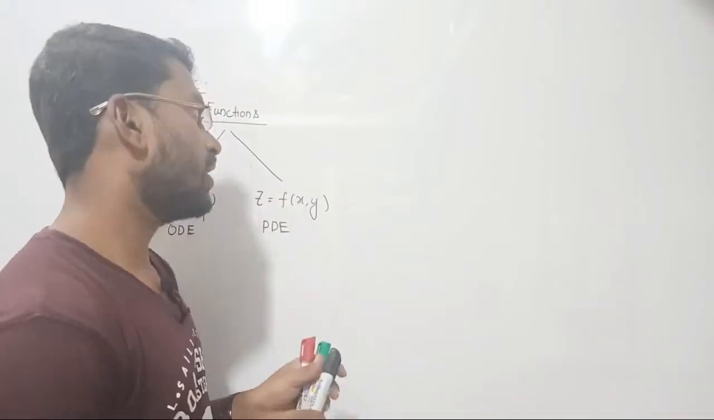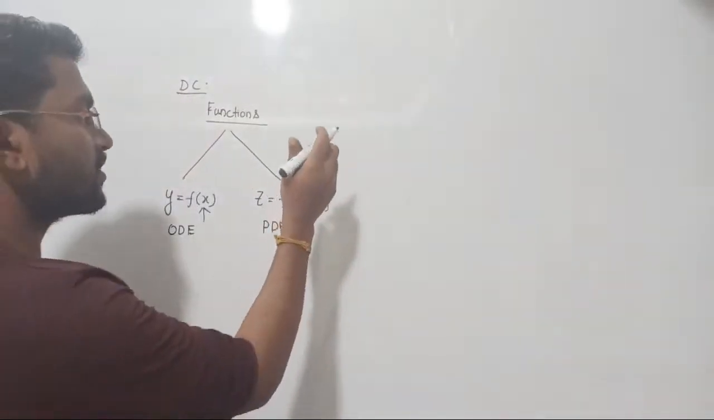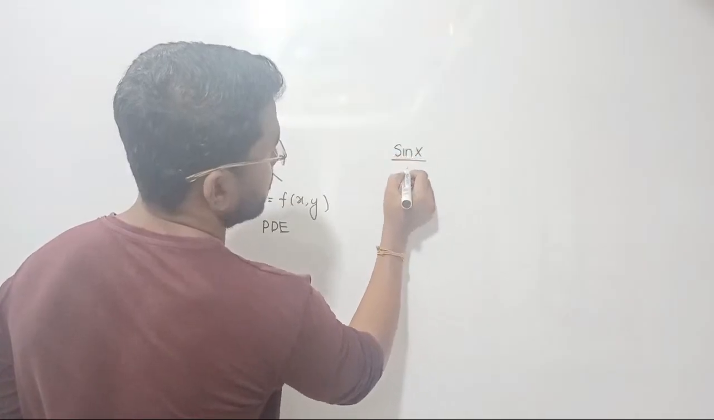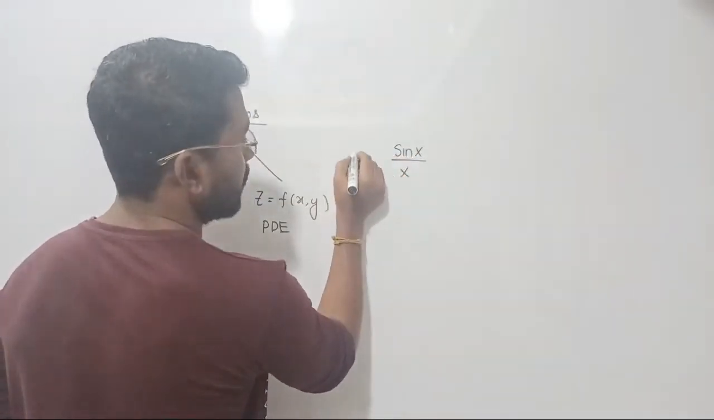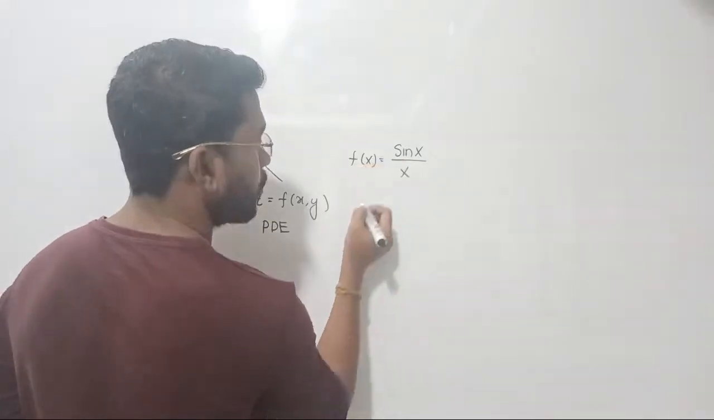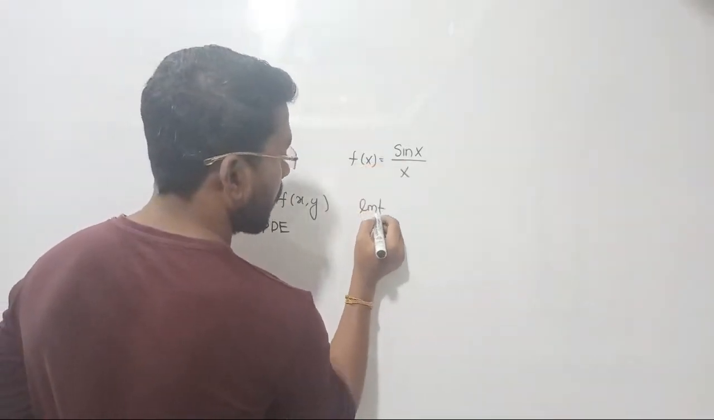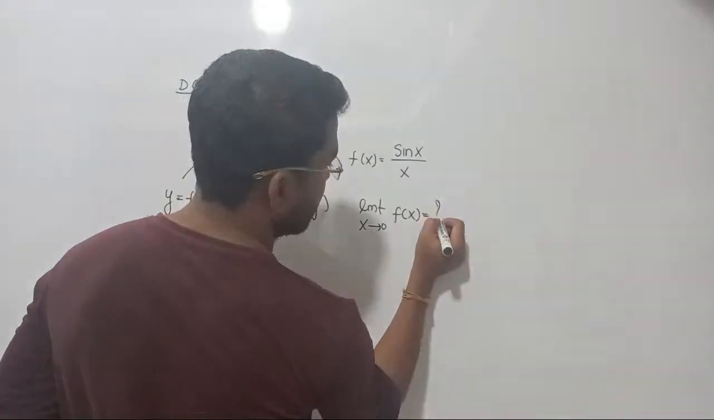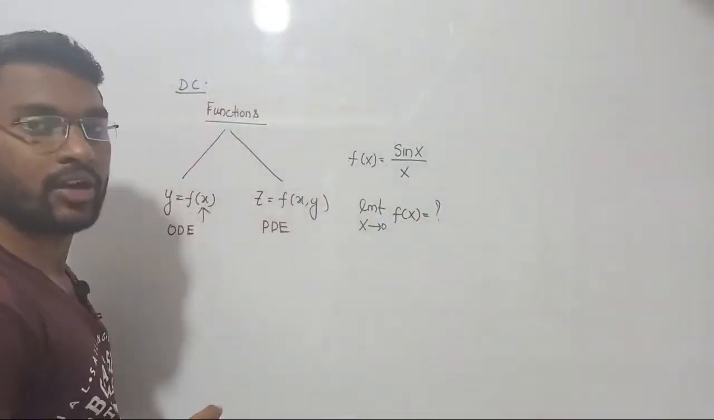For example, if I have a function like this, let me define sin x by x. Let us consider the function sin x by x, that is the given function f of x. Now the question is: limit x tending to 0 of f of x is what? Can you please find this?